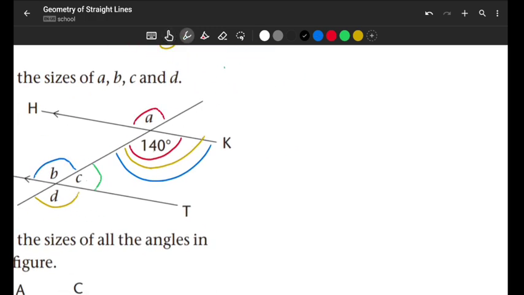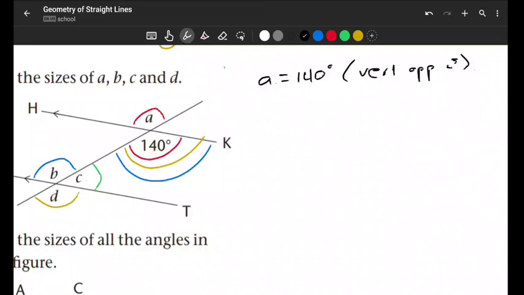So let's put our words on paper now. We're going to say angle A equals 140 degrees. The reasoning, alternating angles. Oh no, not alternating angles. My head is already far. Vertically opposite angles, right?